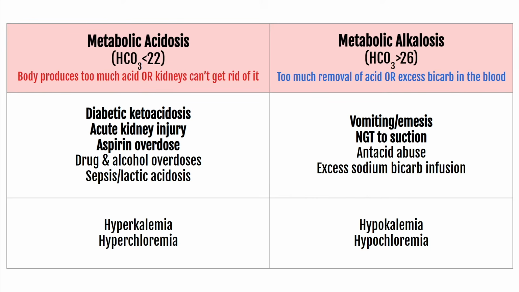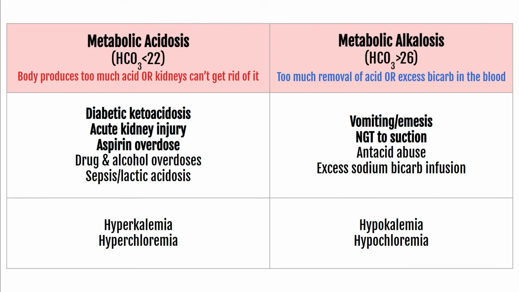On the other hand, we'll talk about metabolic alkalosis, and this is when there either is too much acid removed or when there's just an excess of bicarb in the blood. And the most acidic part of our body that I can think of is our stomach. We have tons of acid in our stomach. So when we get rid of too much of that acid, we're left with, well, not a lot of acid, right? So we are going to be more alkaline in that case.